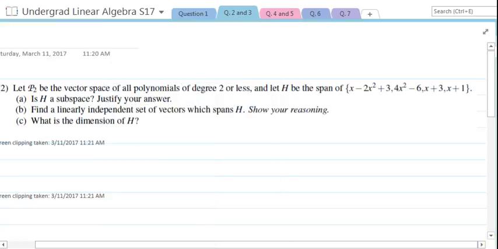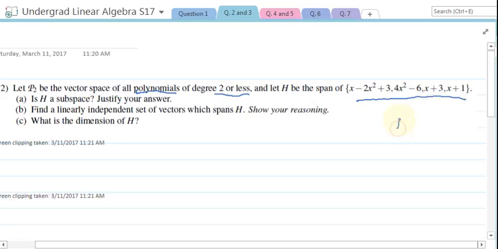Now, for the second question, it's unfortunate that many people didn't feel prepared to answer this because they hadn't studied in detail the vector space chapter. But in fact, you could have done this knowing things that we knew from earlier about linear independence and linear dependence. All right, so here we say P2 is the vector space of all polynomials of degree 2 or less, and let H be the span of these vectors.